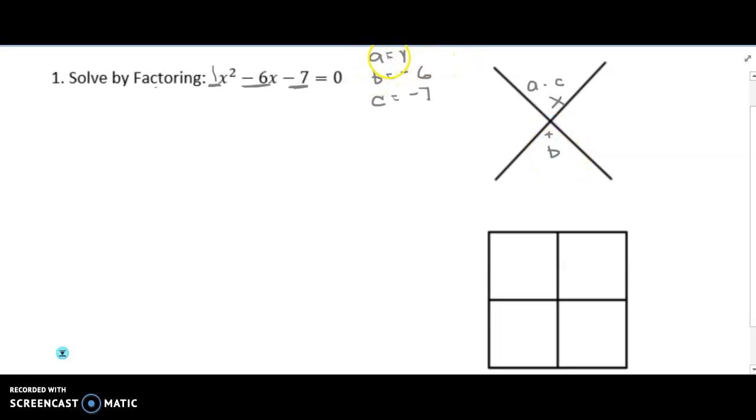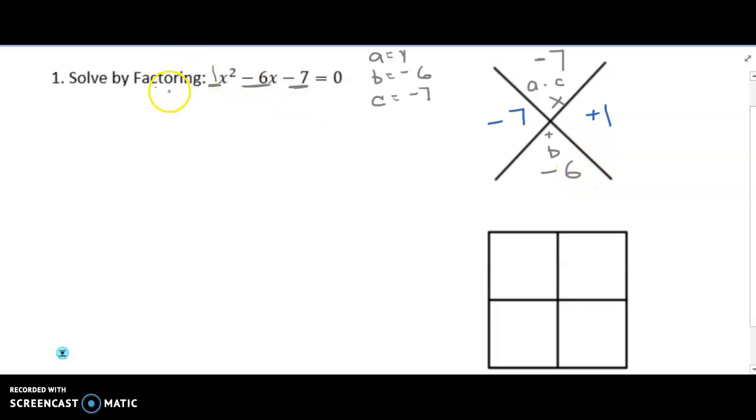My a times c is just 1 times negative 7, which is negative 7, and my b is negative 6. So what two numbers multiply to negative 7 and add to negative 6? Hopefully negative 7 and positive 1 comes to mind, because negative 7 times 1 is negative 7, and negative 7 plus 1 is negative 6.